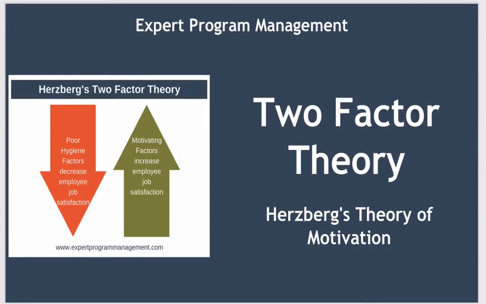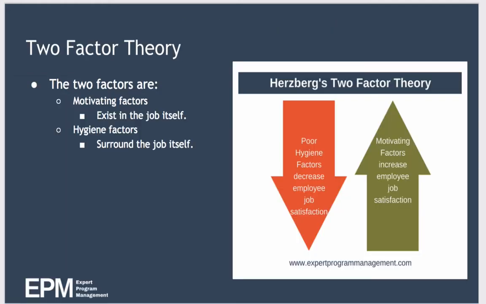Hello and welcome to today's lesson where we're looking at two-factor theory, also known as Herzberg's theory of motivation. Now, two-factor theory argues that there are two factors an organization can adjust to influence motivation in the workplace. So the theory tries to get to the root of motivation in the workplace. You can leverage this theory to help you get the best performance from your team.